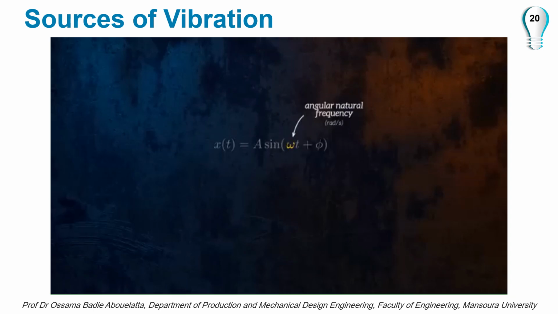But it's sometimes more practical to think of the natural frequency as a number of cycles per second, in which case it's denoted using the letter F and has units of hertz. The inverse of the natural frequency is the period T, which is the duration of each cycle in seconds.